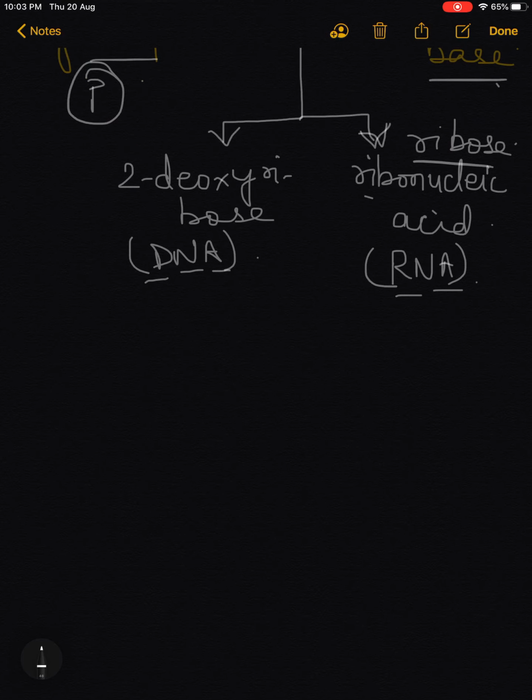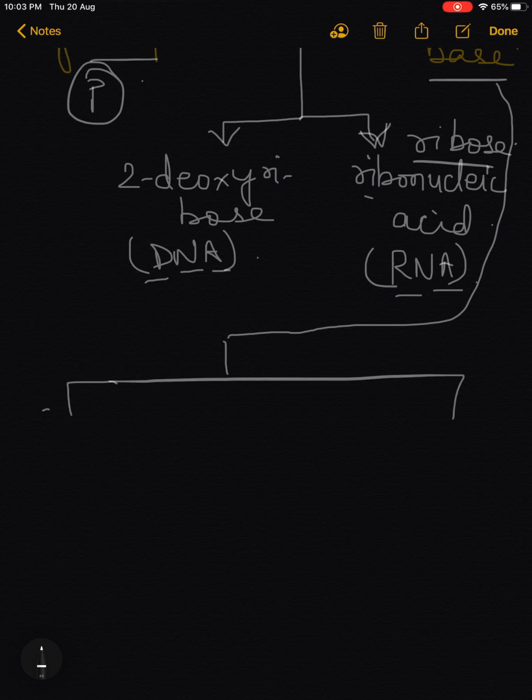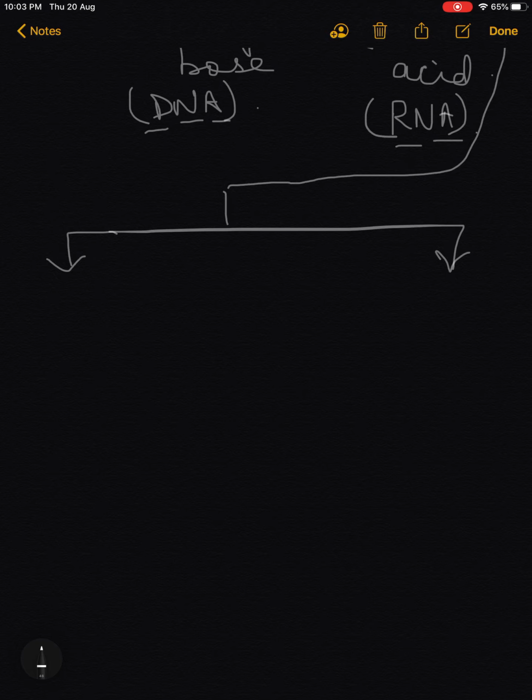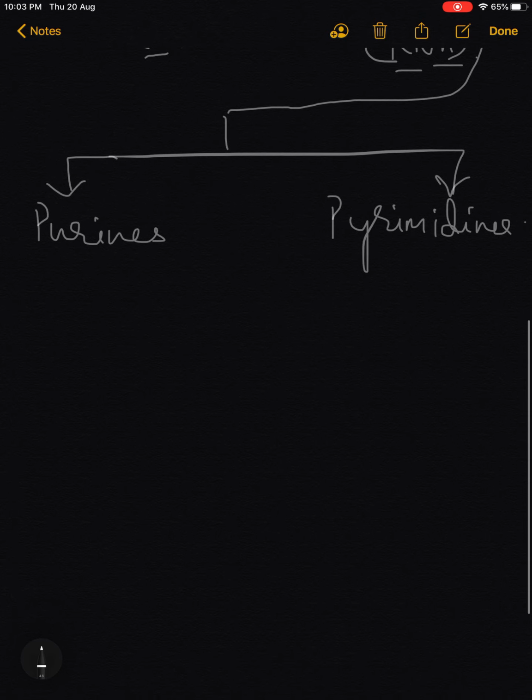Now the third component of DNA is the nitrogenous base. So children, nitrogenous base is again divided into two types. We had discussed this a little bit in the chapter on principles of inheritance and variation. Nitrogenous bases are of two types, purines and pyrimidines. Children, purines are a double ring structure.